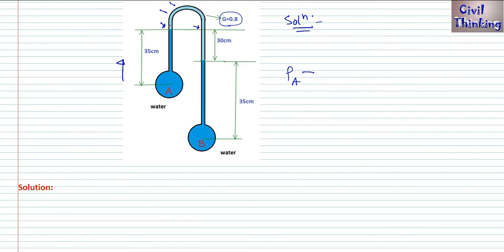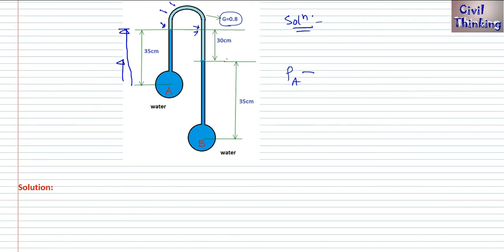Means the pressure here is the same as the pressure here. That's why we will move from here upwards only up to this point, not up to this point or this point. Then we will move to the right. We will reach this point because there is the same pressure on all this line.